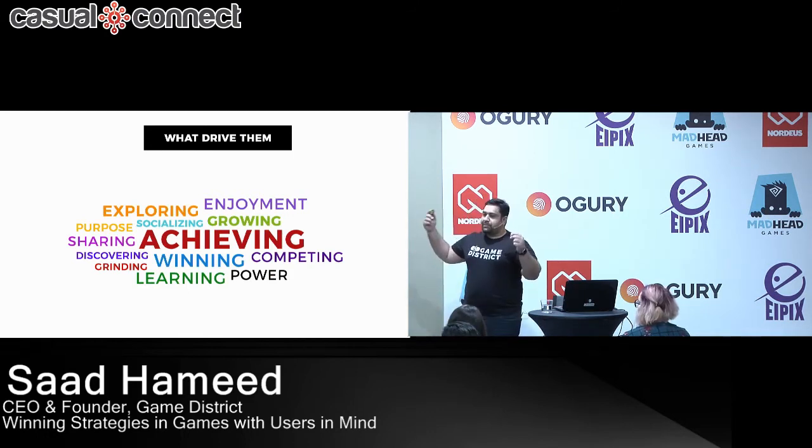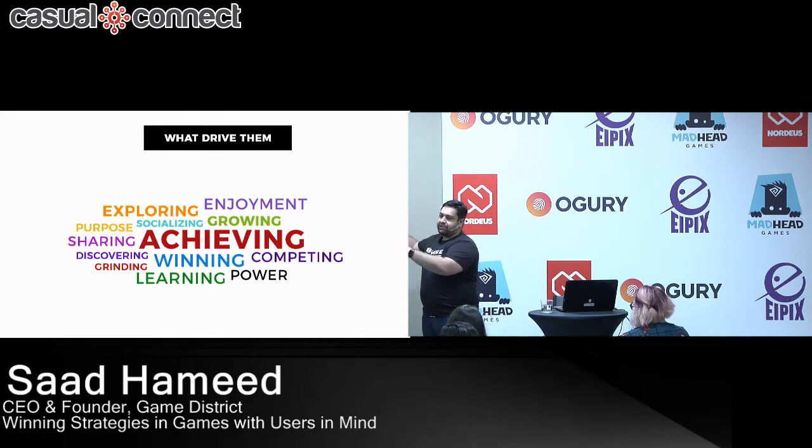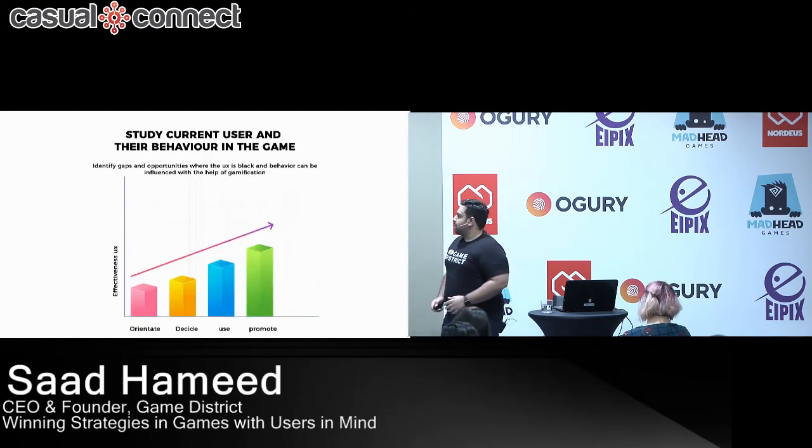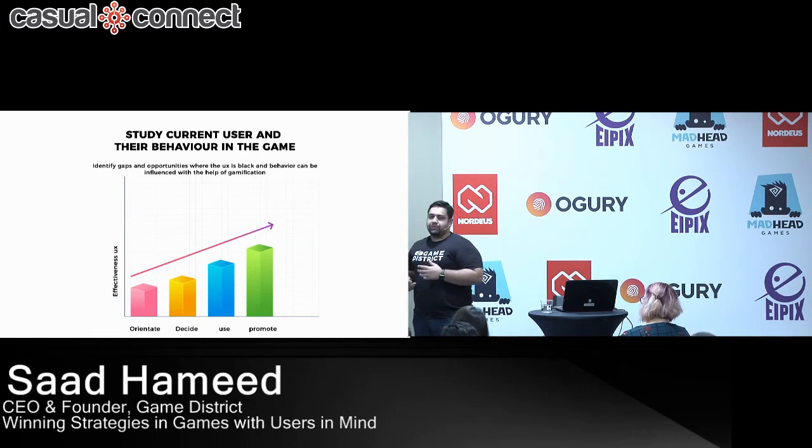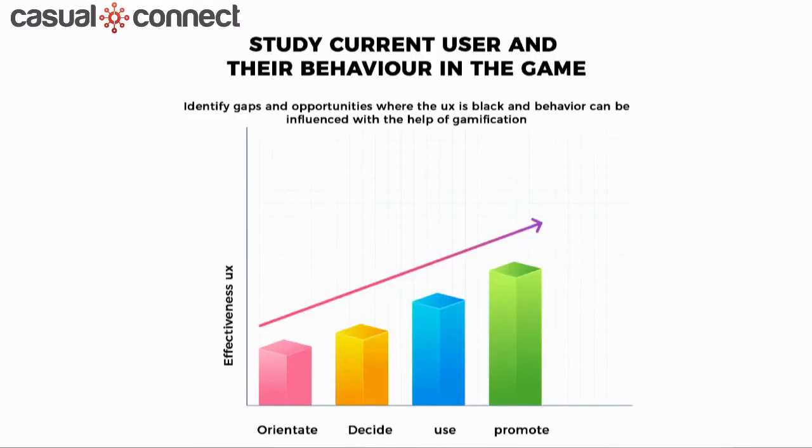The biggest thing we wanted to have is achieving. They want achievements because they think it's big. Like sports, or a mobile game, all of us want achievements in our games. And this is the study we have done on what kind of user experience we should have: orient, design, use, and promote. These are the four factors we should base and build our games on.